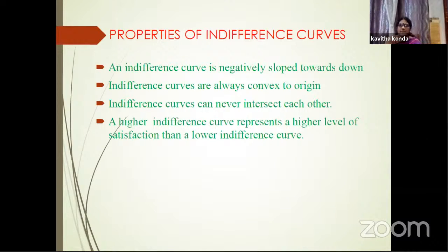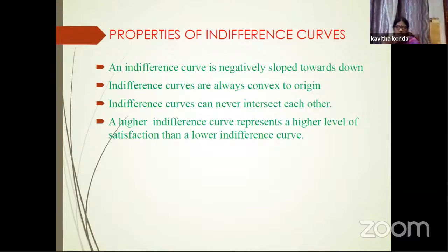And the next one is they never intersect. Indifference curves can never intersect; they are always parallel to each other, but they won't intersect each other. Why? Because it would imply that the indifference curve indicates two different levels of satisfaction. So it is not a proper one.